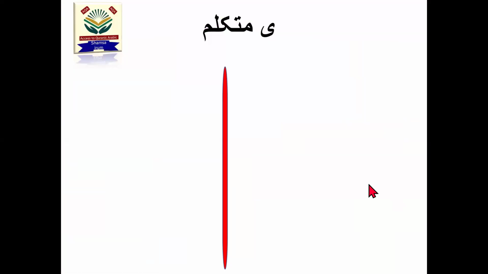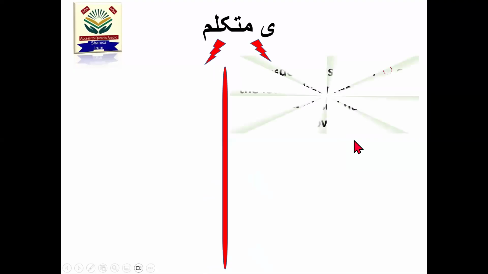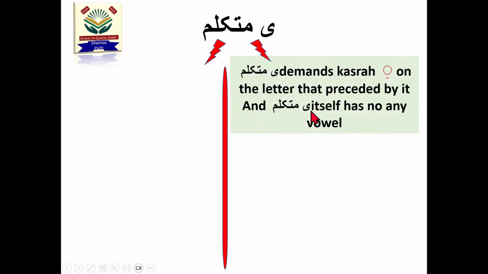And now I will explain two rules of the Ya-Mutakallim. There are only two rules. The first one is very important and used many times, so you need to give it full attention. The next one is important as well, but not as much as this one. Ya-Mutakallim demands kasra on the letter that precedes it, and Ya-Mutakallim itself has no vowel.